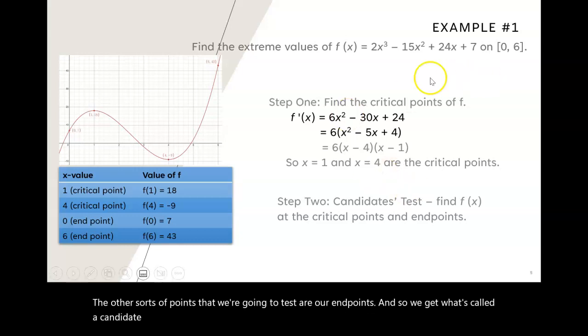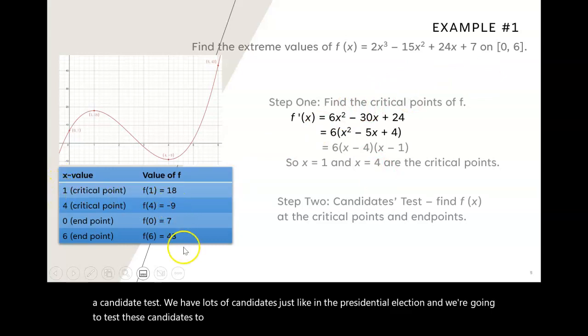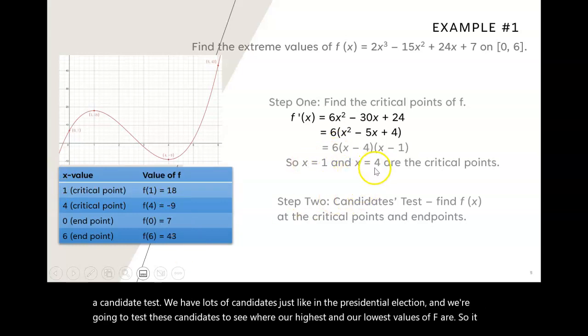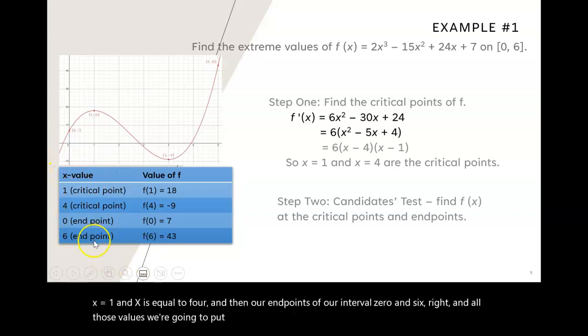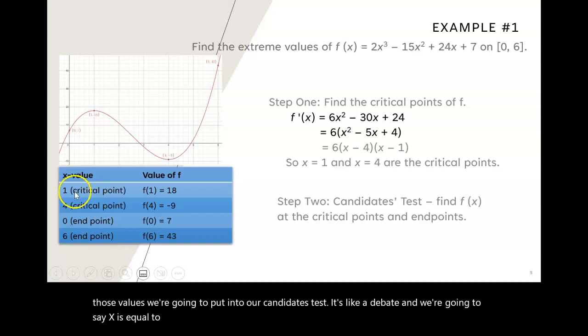We have lots of candidates, just like in the presidential election, and we're going to test these candidates to see where our highest and our lowest values of f are. So we've got x equals 1 and x is equal to 4, and then our endpoints of our intervals 0 and 6. All those values we're going to put into our candidates test. It's like a debate. And we're going to say x is equal to 1. What do you think about this function?